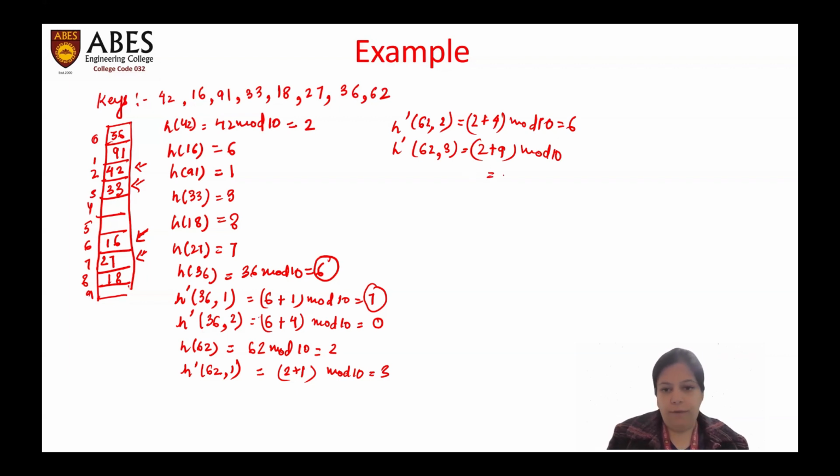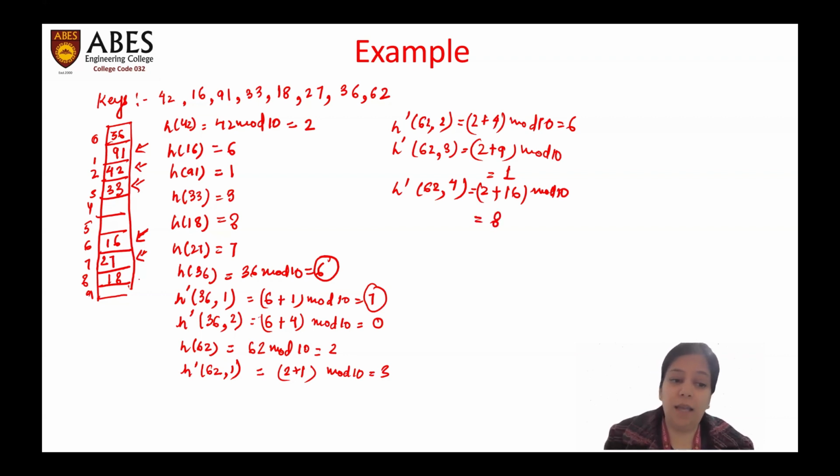And for this, we are going to get a value 1. And you can see that index 1 is also occupied. Let us try to probe it for one more time. Okay, so we can just probe it with 4. So here we will get 2 plus 16 mod 10. And the value that we have got is 8. And you can see that again, index 8 is occupied.